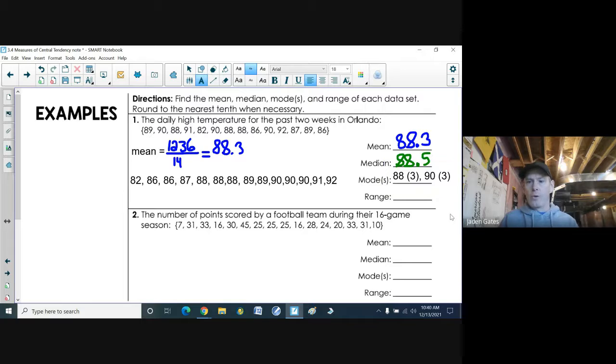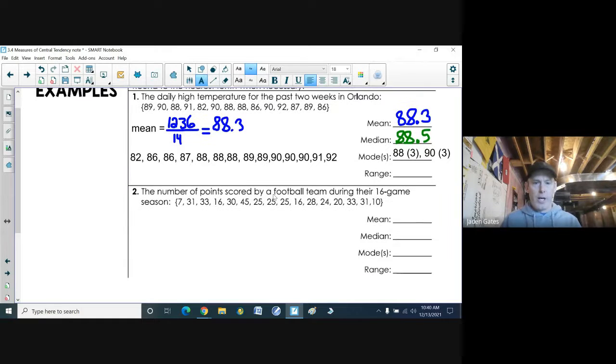I've got 2 modes. They both happen 3 times. There we go. So you can see my mean, 88.3, my median, 88.5, close. But my modes are much higher. Well, I guess a little bit higher is 88 and 90. All right, let's try another one of those.